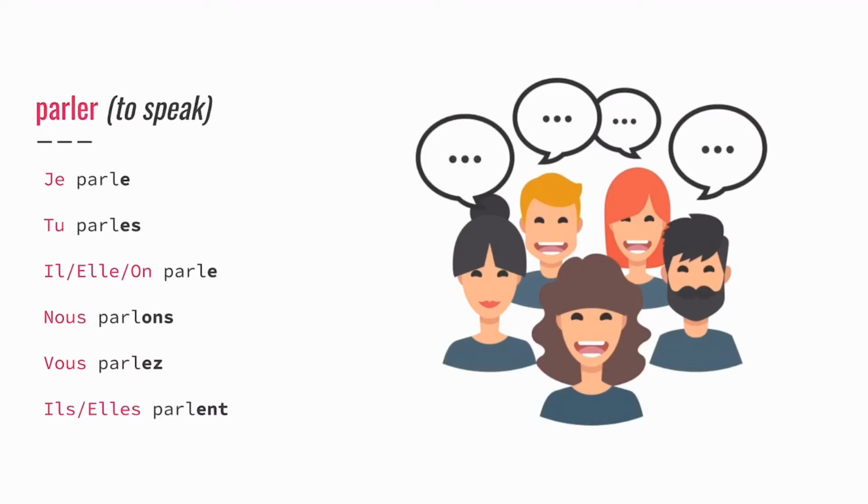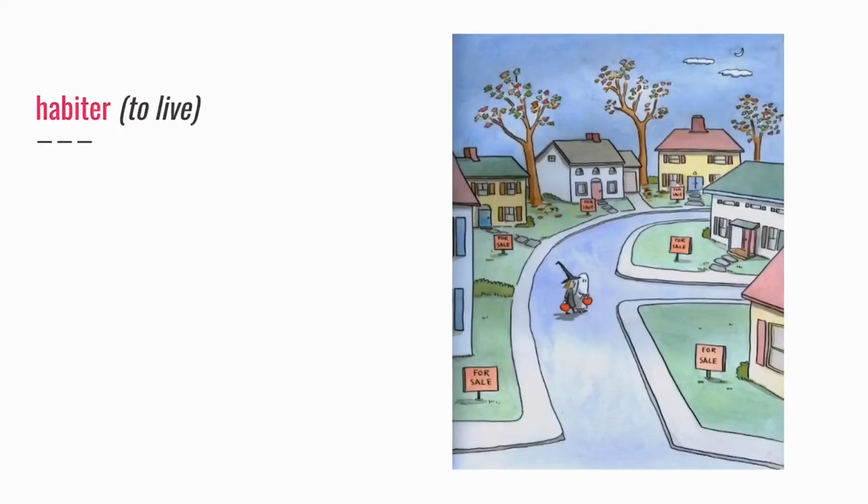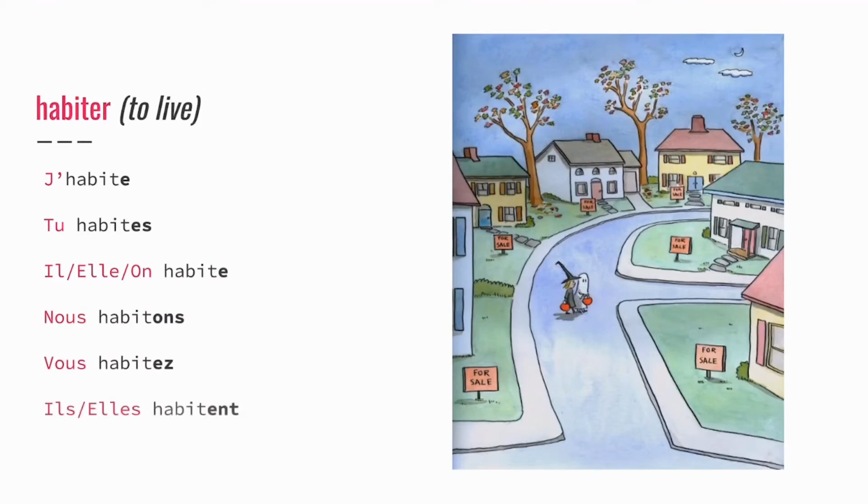Let's try another regular ER verb, habiter. Now you may think that it's conjugated je habite, but that's wrong. It's actually j'habite with an apostrophe in between the je and habite. This is called elision, which I will be explaining later. However, when you conjugate with tu, you don't use elision. The same goes for il, elle, on, nous, vous, ils, and elles.